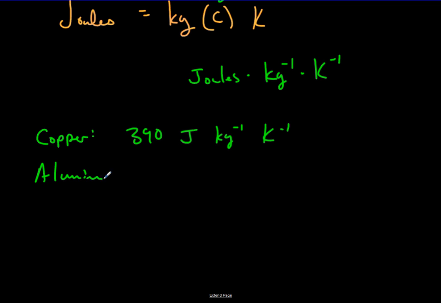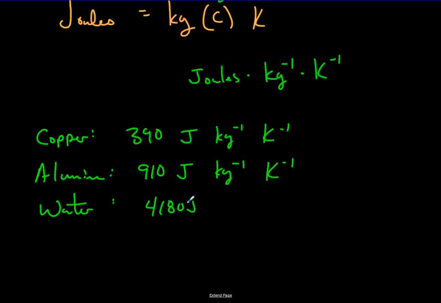Aluminum takes a little more, 910 joules per kilogram per Kelvin. And water has a mind-blowing 4180 joules per kilogram per Kelvin. Okay? And we'll talk about water again next class and how something like the calorie would fit in there. But there's a specific heat.